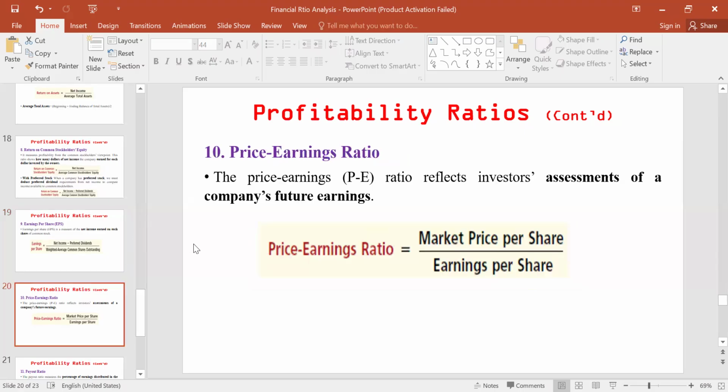Another technique to analyze profitability: price earnings ratio. The price earnings ratio reflects investor assessment of the company's future earnings. Company future earnings differ depending on the price earnings ratio. The common formula: market price per share divided by earnings per share. This just depends on market condition, market environment.